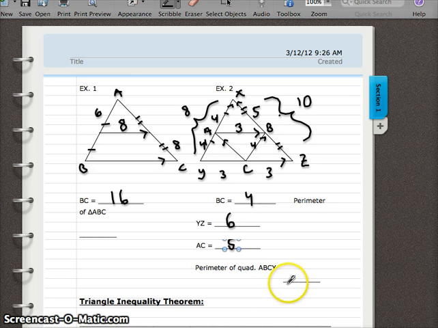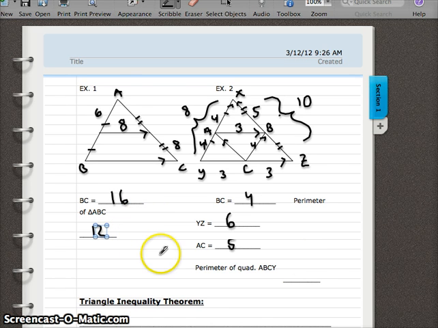Let's look for some perimeters here. The perimeter of ABC, so we're talking about the tiny triangle here. Well, now that we know all of the values, AC was 5, AB was 3, and BC is 4. The perimeter is just adding up all these outside edges, so 3 plus 4 is 7, plus 5 is 12. So the perimeter of ABC, of that triangle, is 12.